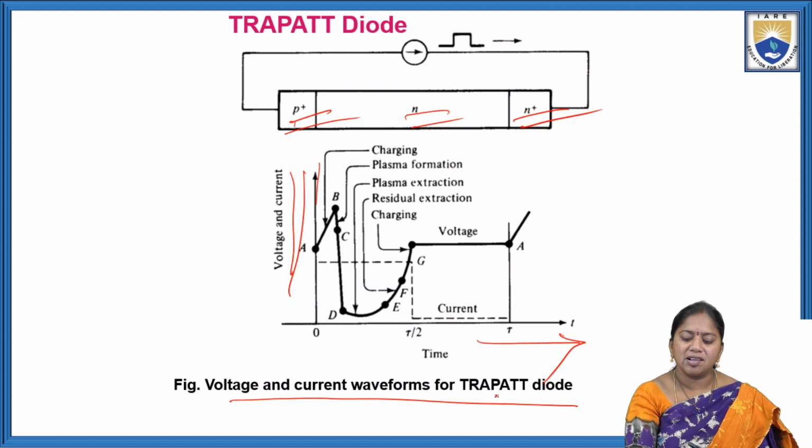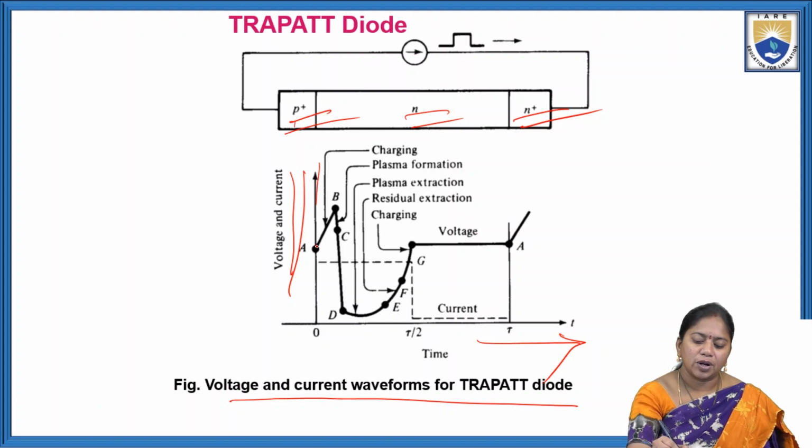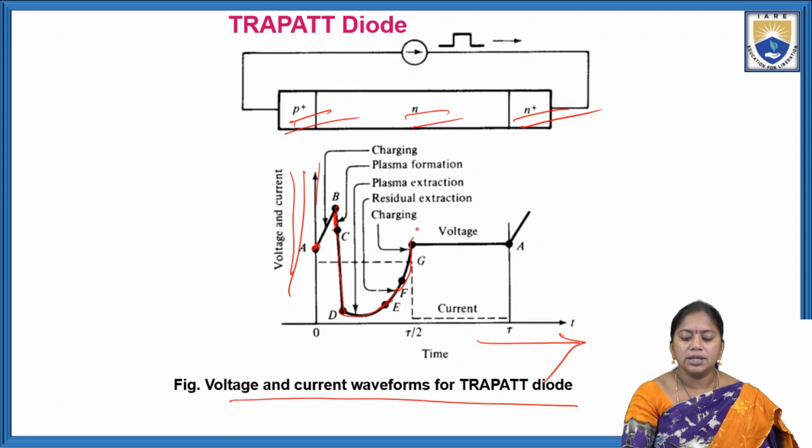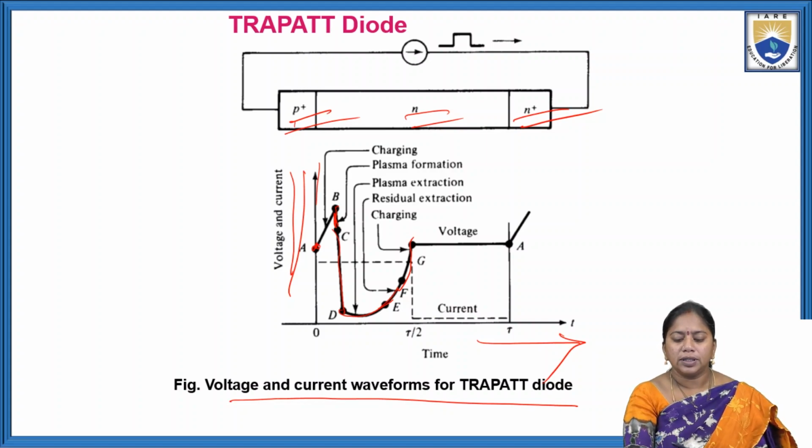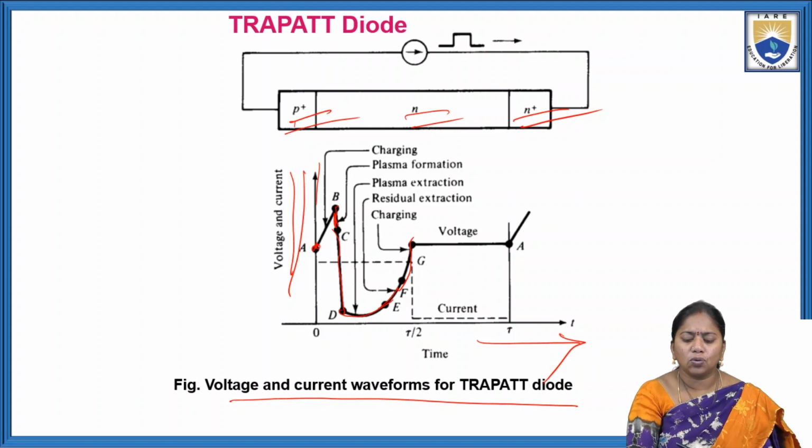Here the different regions are there: point A, then B to C, C to D, D to E, E to F and F to G. Those are known as charging, plasma formation, plasma extraction, residual extraction, and charging.